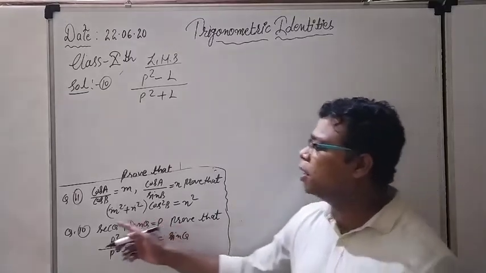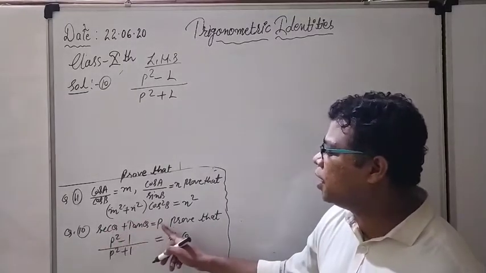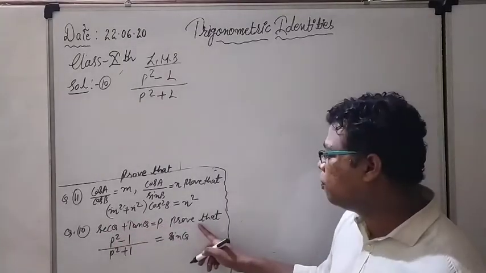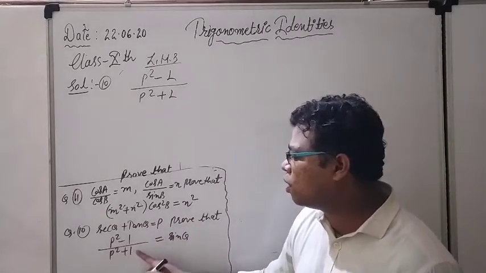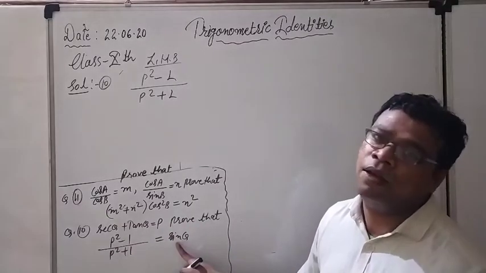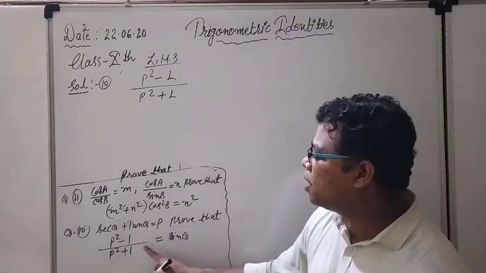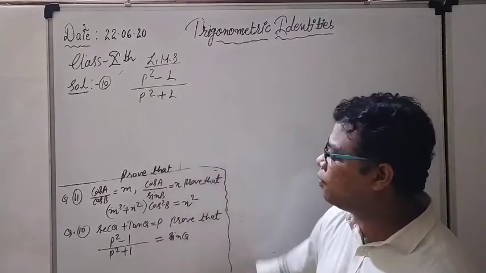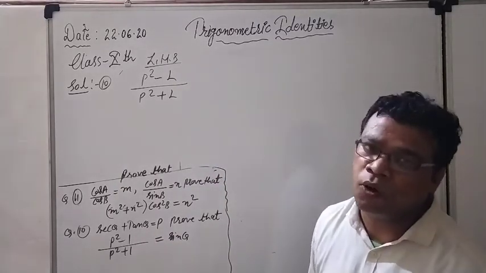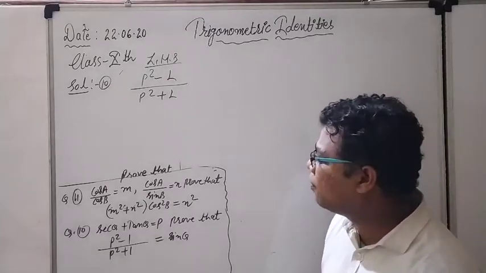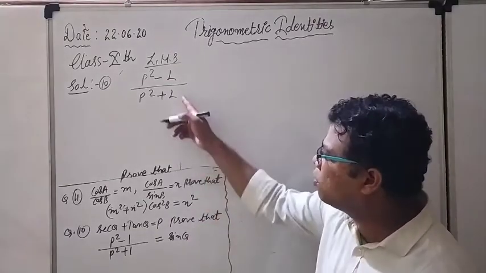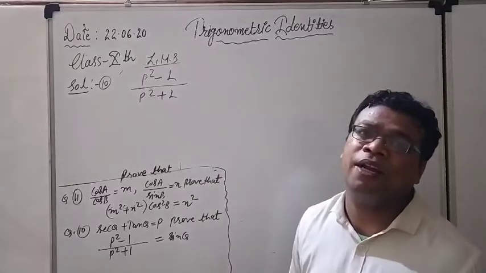Right now see question number 10. If sec theta plus tan theta is equal to p, then prove that p square minus 1 upon p square plus 1 is equal to sin theta. Easy problem. I am starting from the left hand side, always we start from it, and after that we have to solve these values. It will give me sin theta on the right hand side.